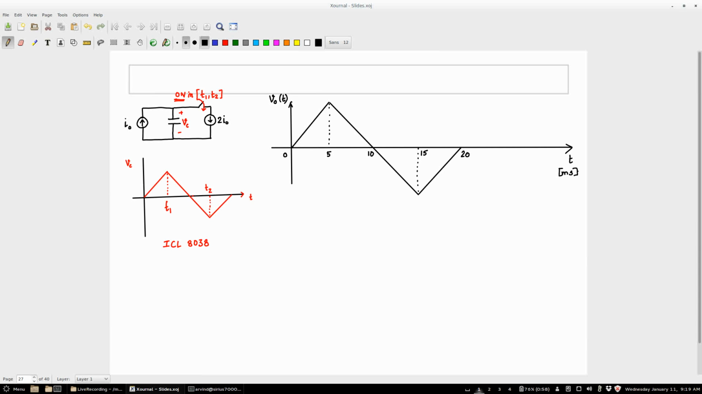Okay, so say this is 0, this is 5, 10, 15, 20. Why is 20 a useful number? 20 milliseconds is 50 hertz, so keep that in mind. Your power line period is 20 milliseconds.